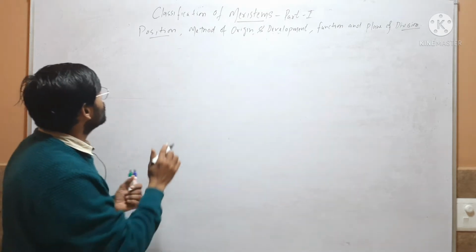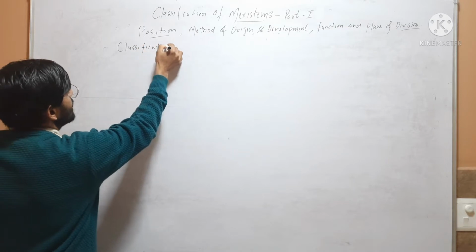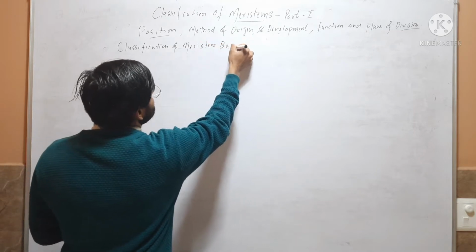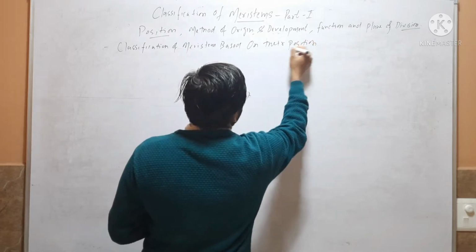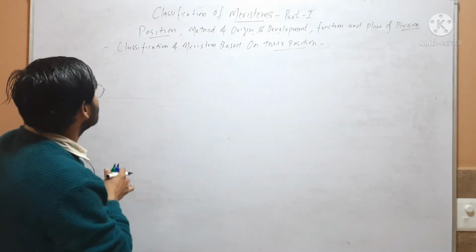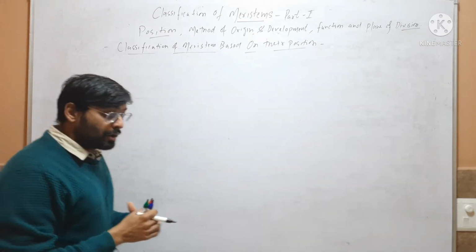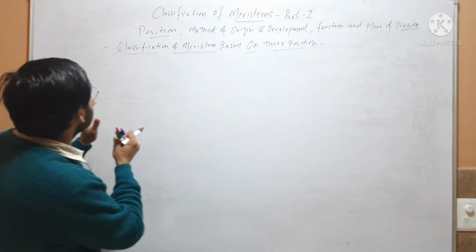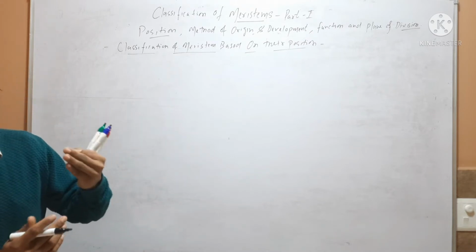In this video, we will talk about classification of meristem based on their position. So this is the first part of classification of meristem. In this part, we will discuss classification of meristem based on their position. On the basis of their location in a plant, the meristem is divided into three different types.